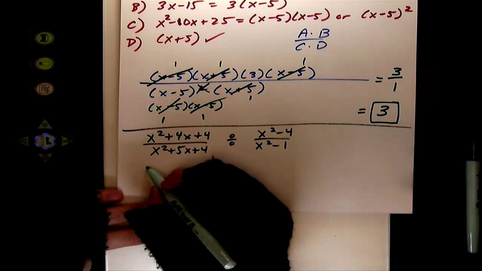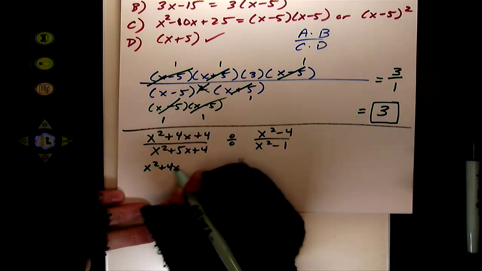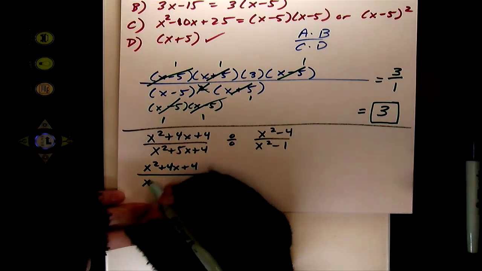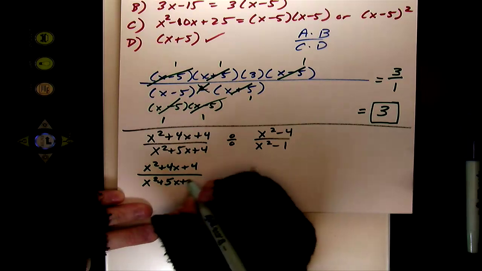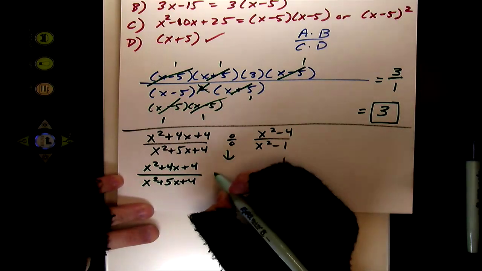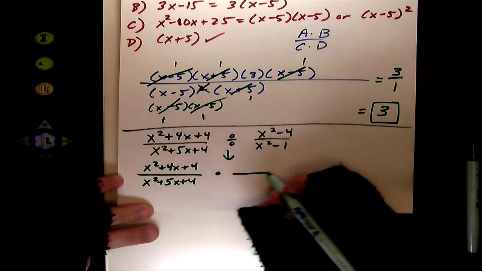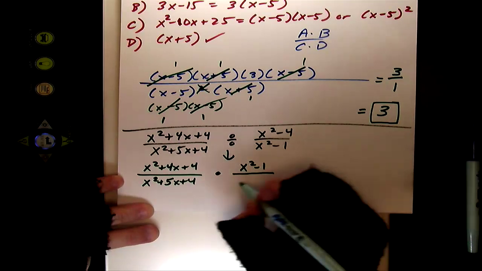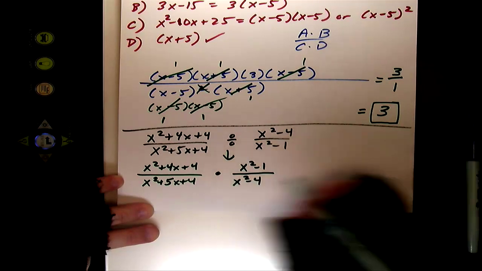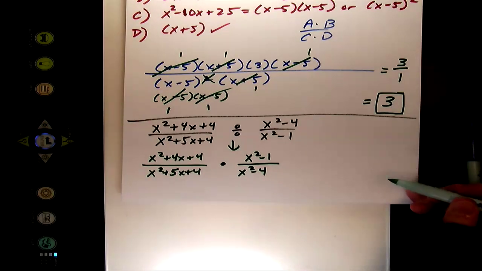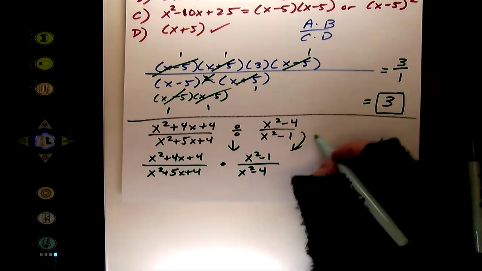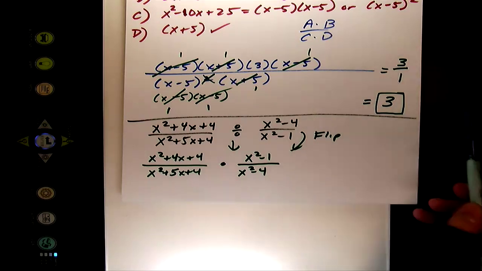The key to doing this one is leave the first one the same. And division turns into multiplication if we flip that fraction. So flip. Instead of dividing by a fraction, you can multiply it by the reciprocal.